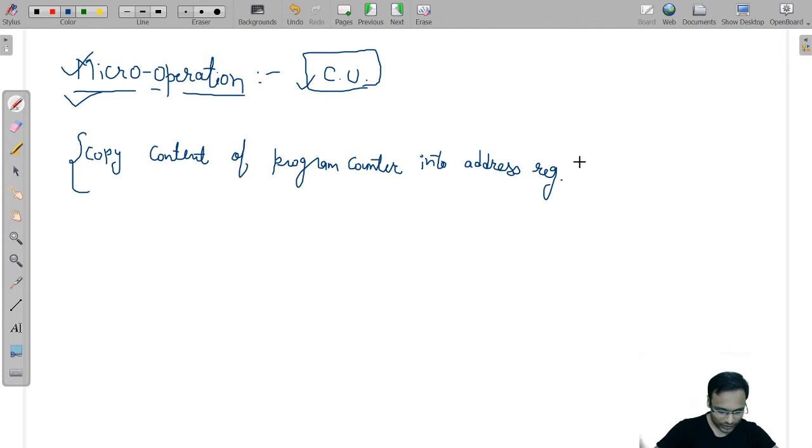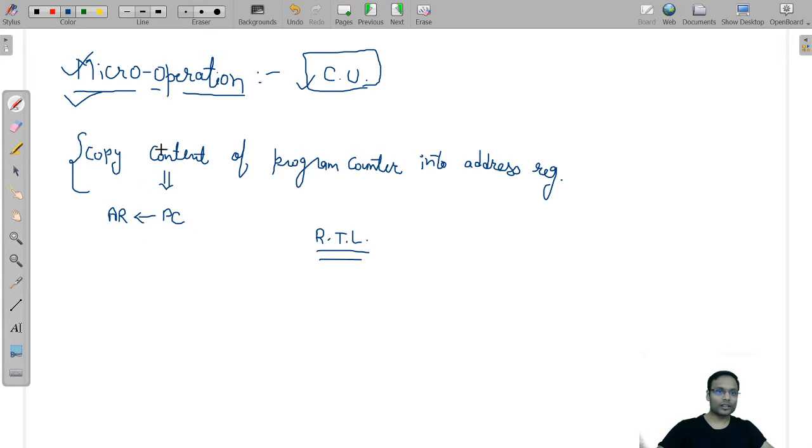So scientists have given a notational language, which is called Register Transfer Language, RTL. In that register transfer language, denoting a micro operation is easier, and understanding is easy. How will you understand this particular operation? The address register will have the content of the program counter. You can write it down like this. So the program counter's content goes into the address register.